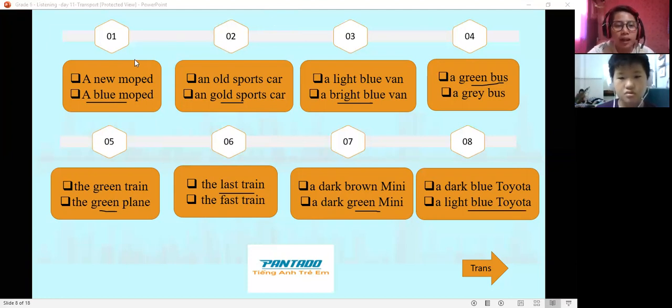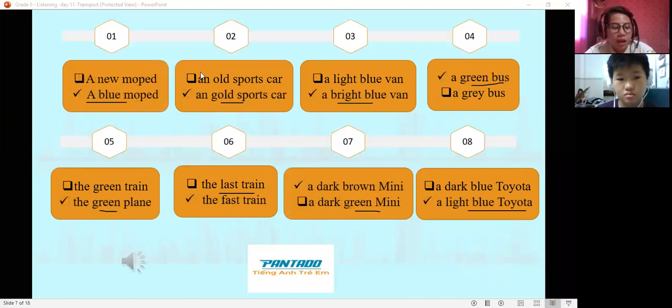So the answer in number 1 is... Okay, very good, Dong. It's a blue mat. And the answer in number 2 is a gold sports car. Very good. And the answer in number 3 is a bright blue van. Very good again. And the answer in number 4 is a green bus. Okay, very good, Dong. And the answer in number 5, the green plane. Very good again.